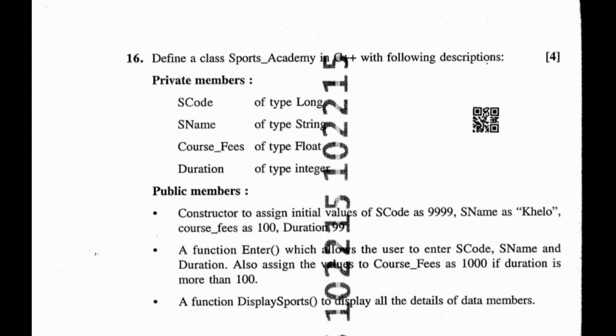Question 16. Define a class SportsAcademy in C++ with the following descriptions. Private members: scode of type long, sname of type string, course fee of type float, duration of type integer. Public members: constructor to assign initial values of scode as 999, sname as hello, course fee as 100, duration 99. A function enter which allows the user to enter scode, sname and duration. Also assign the value of course fee as 1000 if duration is more than 100. A function displaySports to display all the details of the data members.